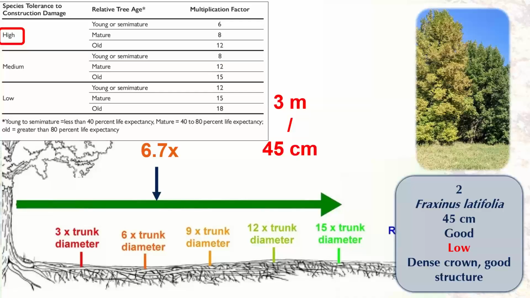So it has high tolerance to construction damage. A 45 centimeter Oregon ash, I could sort of go either way. I'm going to call it mature. It could be semi-mature, depending on what sort of area you're working on. That gives us a multiplication factor of 8. And in the Benson paper, this graphic that I've got below here, they've basically said that 15x is what we should have for every tree. But based on our calculated tree protection zone, we think that 8x is probably pretty good for this tree.